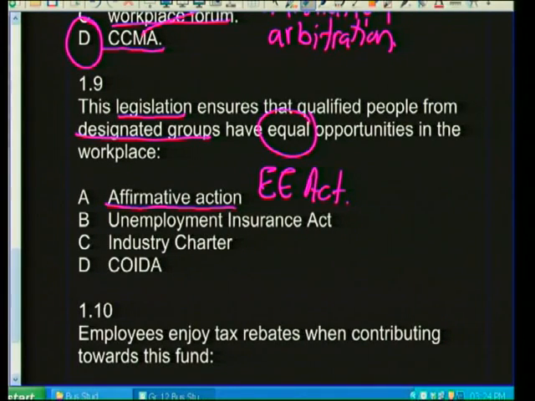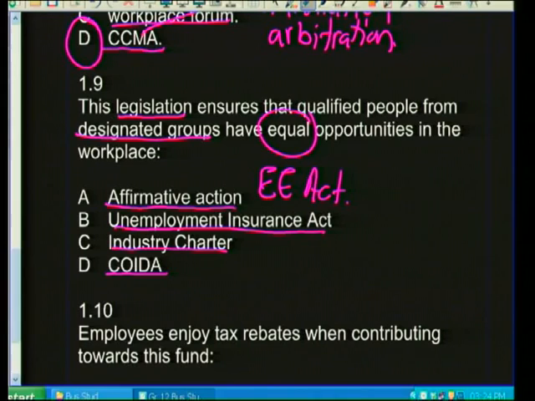B. Unemployment Insurance Act. C. Industry Charter. And D. COIDA. Right, so now let's go through the other three, because I've already mentioned a little bit about affirmative action.